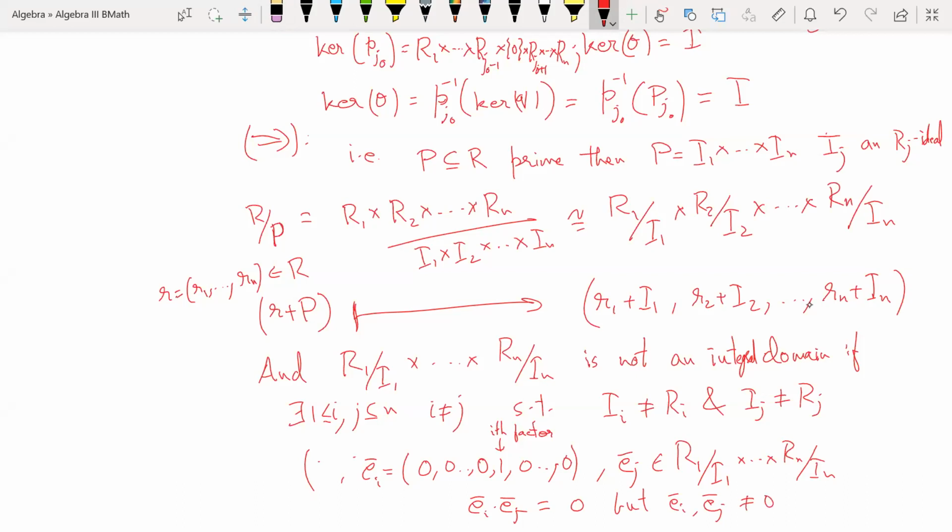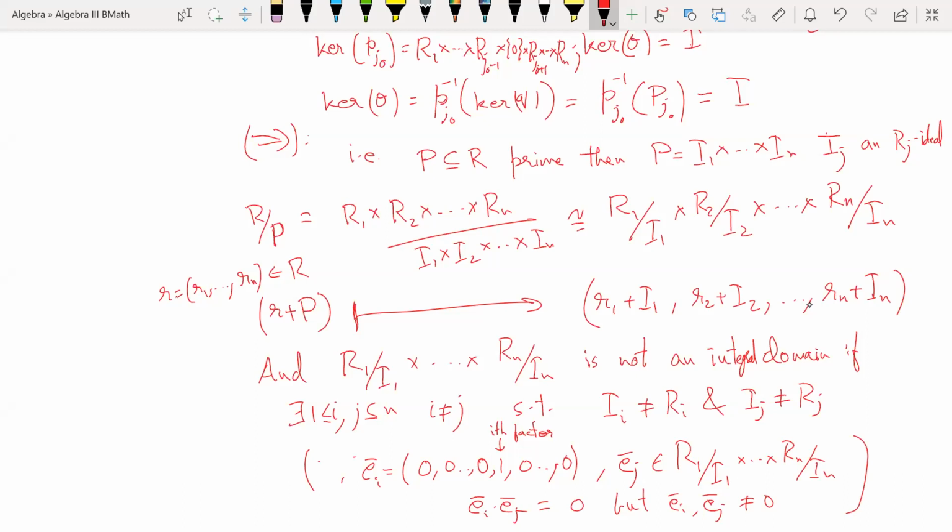Because I sub i is not equal to R sub i, one of the elements of R sub i is not in I sub i, so it's a non-zero element of Ri mod Ii. And similarly, Ej is a non-zero element of Rj mod Ij; one element of Rj maps to a non-zero element in Rj mod Ij. So these two are non-zero elements of this ring, but their product is 0. So this is not an integral domain.